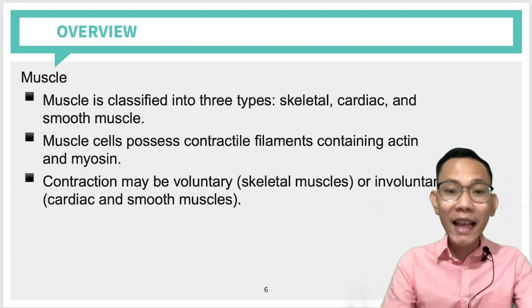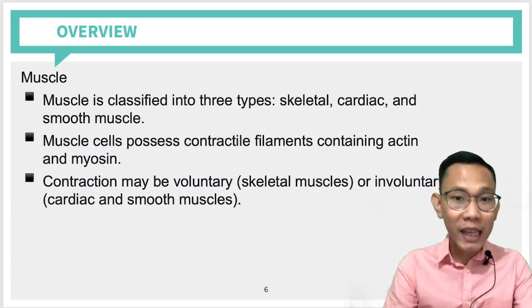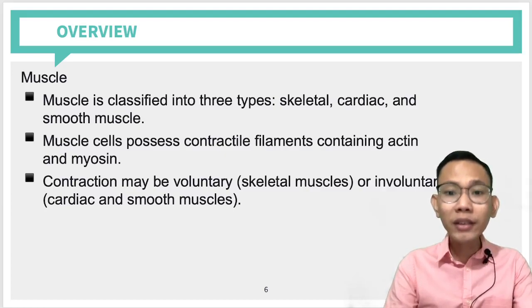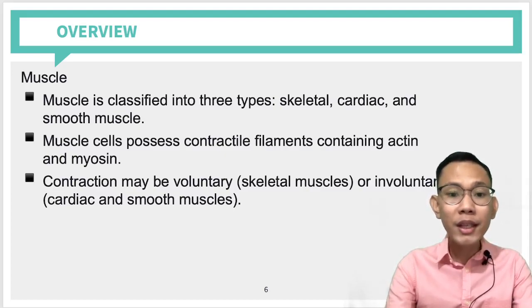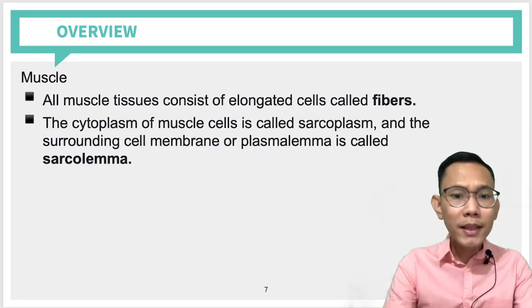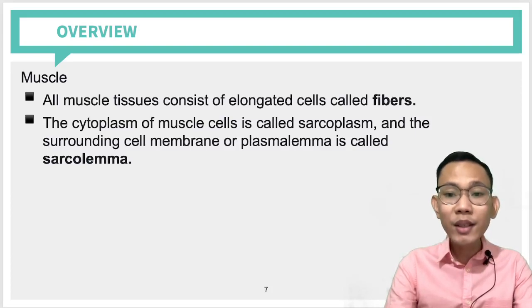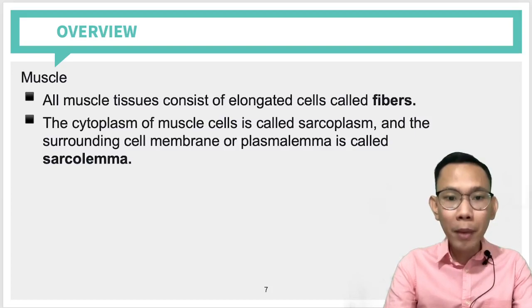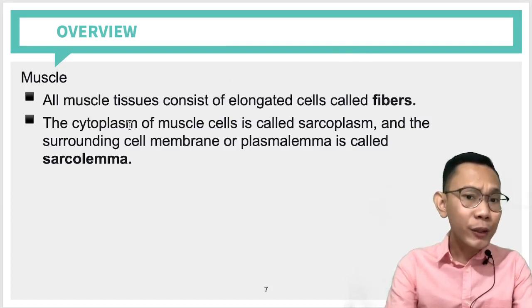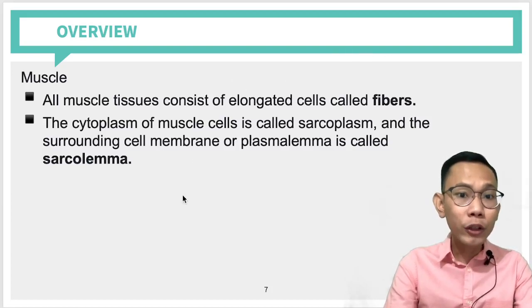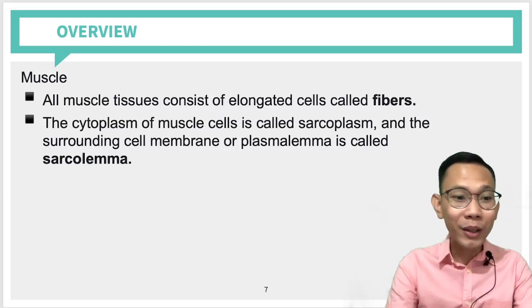Your muscle is classified into three types. We all know that we have your skeletal, cardiac, and smooth muscle. Your muscle cells possess contractile filaments containing your actin and your myosin. In terms of contraction, it could be voluntary for your skeletal muscles or involuntary for your cardiac and smooth muscles. All muscle tissues consist of elongated cells called fibers, which refers to your muscle cells. The cytoplasm of muscle cells is called sarcoplasm, and the surrounding cell membrane or plasmalemma is called your sarcolemma. So we already reviewed this a while ago.